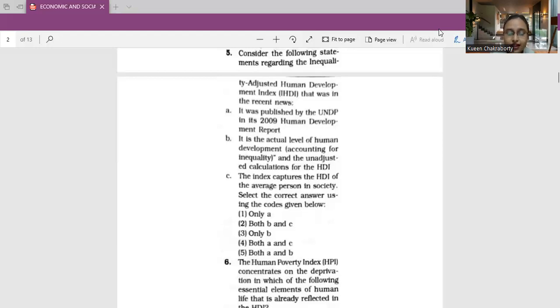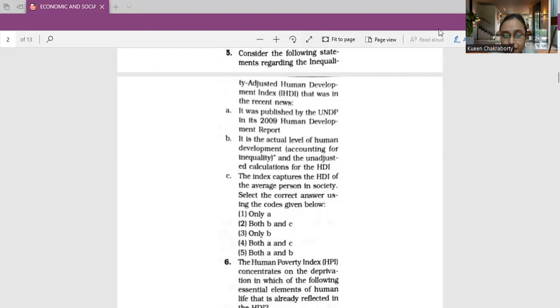So coming to the correct answer, let's consider the options A, B, C individually. It was published by UNDP, very correct, and in the year 2009 it is written. But to be very accurate about the year, it is not UNDP in 2009. It is UNDP in the years 2011 and 2013. The report was published in these two years. So the first option we can consider as wrong. Though it is UNDP, it is not 2009, it will be 2011 and 2013.